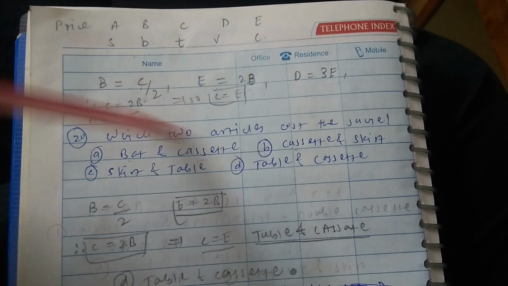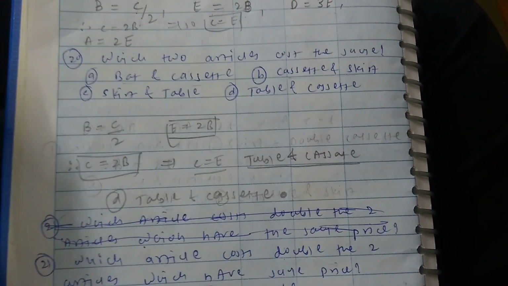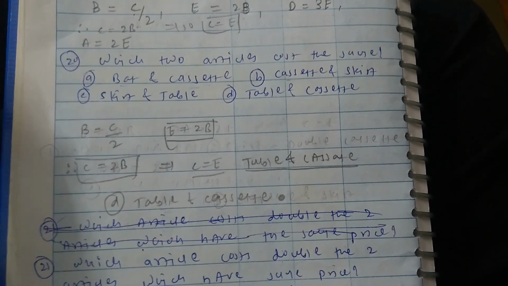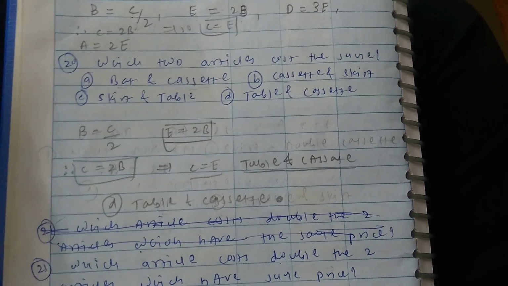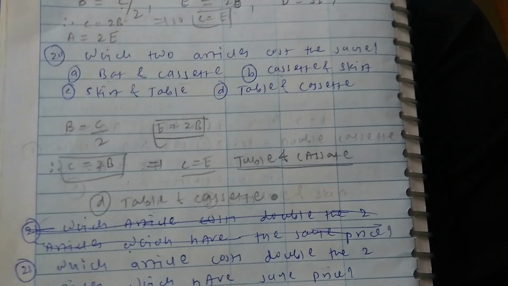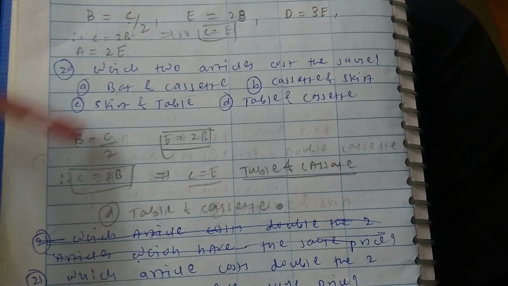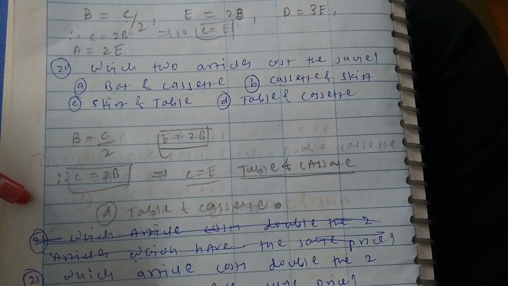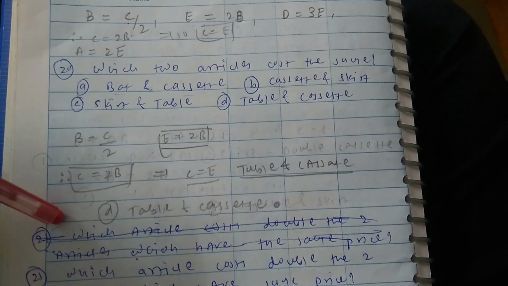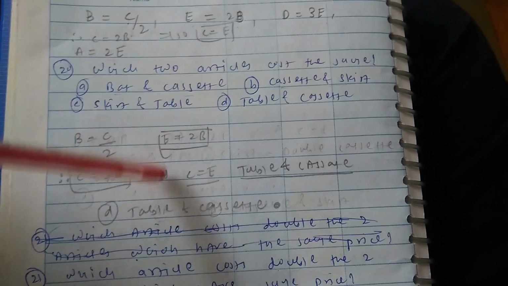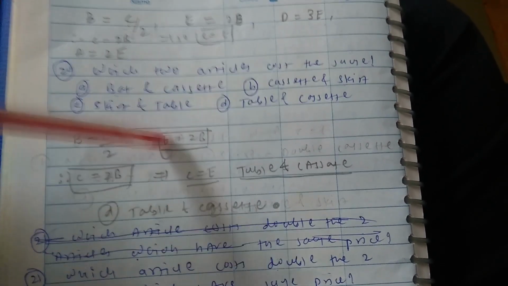So from this summation, somebody asked me which two articles cost the same: bed and a cassette, cassette and a skirt, skirt and a table, or table and a cassette. So from this equation, B is equal to C by 2, so C is equal to 2B. So the price of the cassette and table is the same from my purchase bag.